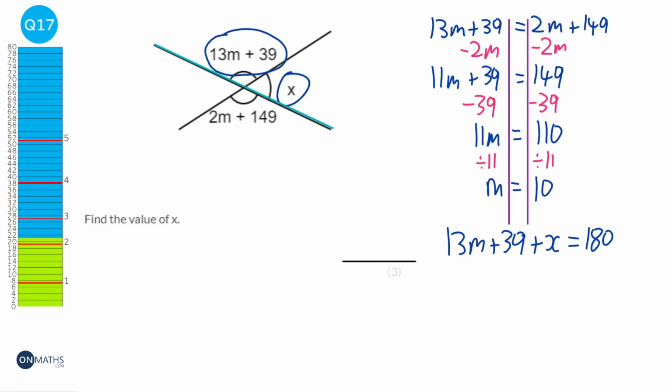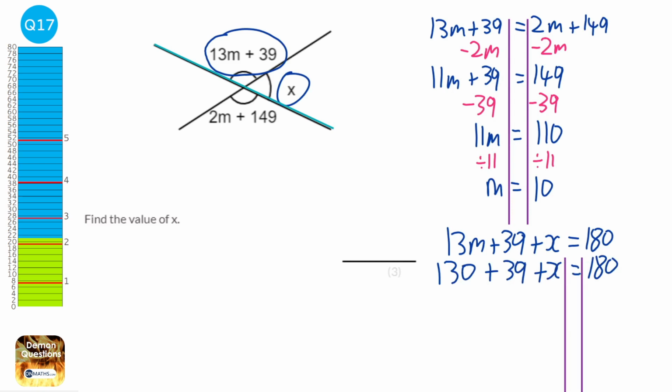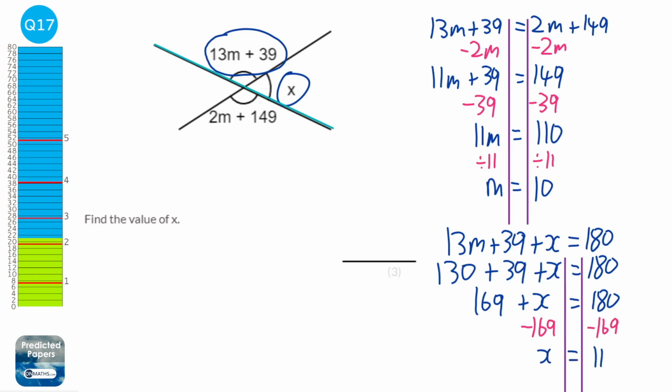So we can solve this, or well, first of all we know what m is, so it'd be 13 times 10, which is 130, and then we can solve this. So let's get my solving lines in. And so that's going to be 169 plus x equals 180. And we're going to just take that away from both sides, the 169. So we've got x equals 11. So the value of x will be 11 degrees.